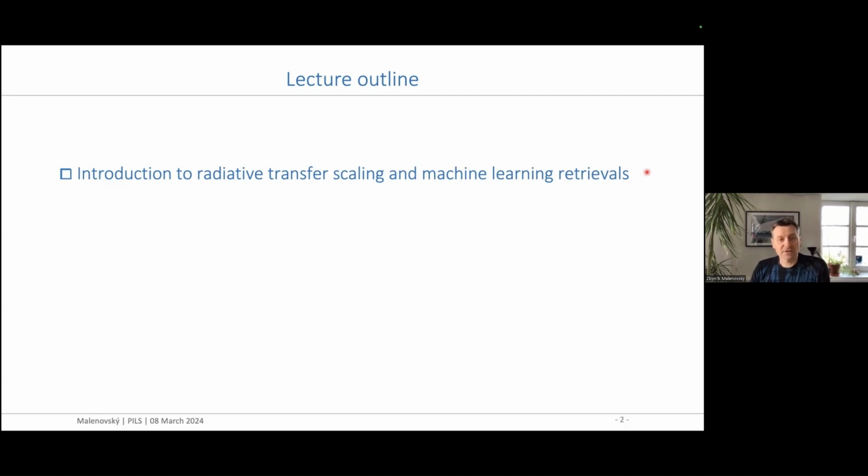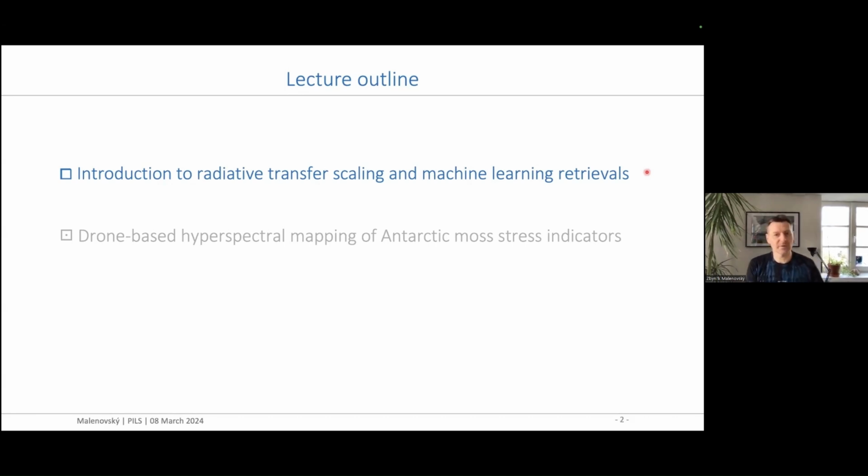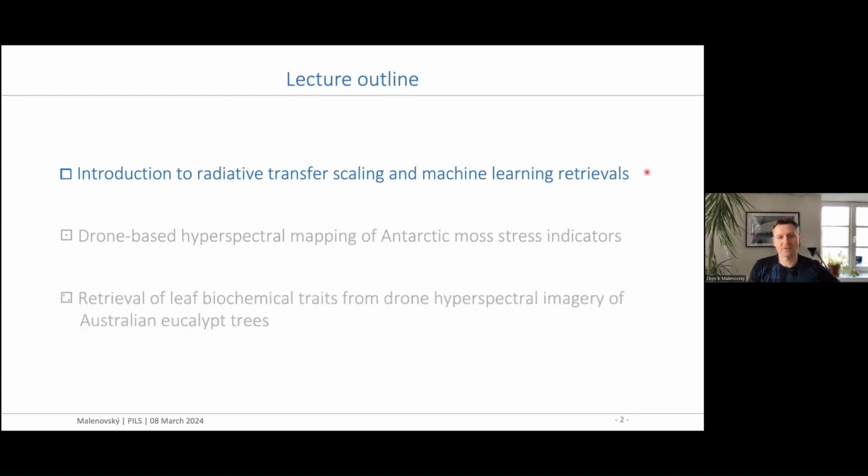After a brief introduction, I will then give you two examples, two case studies where we applied basically two different scaling schemes. First one is from Antarctica, drone-based hyperspectral mapping of the Antarctic moss stress indicators. And the other one is in Australian eucalypt forest, again, retrieval of the leaf biochemical traits of eucalypts at the leaf level from drone hyperspectral data.